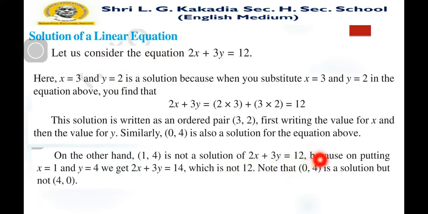Note that (0, 4) is a solution, but not (4, 0), meaning the reversed pair of (0, 4), that is (4, 0), is not a solution of the given linear equation. If you put the value of x is equal to 4 and y is equal to 0 in the given equation, then you cannot get 12, because 4 into 2 is 8 and 3 into 0 is 0, so 8 plus 0 is 8. We get 8, which does not equal 12.